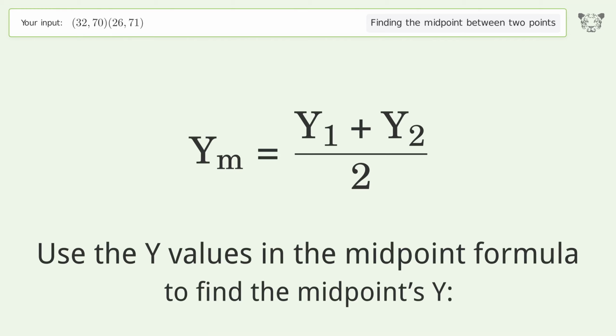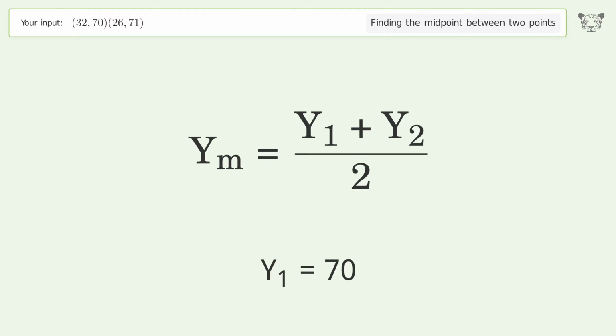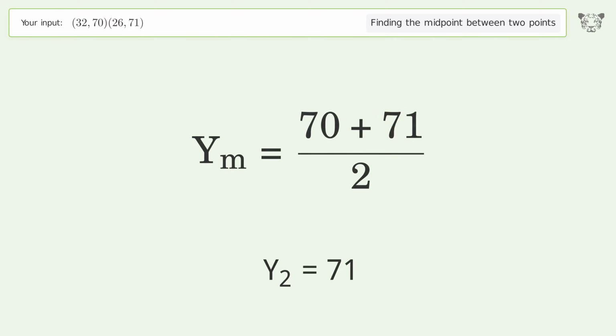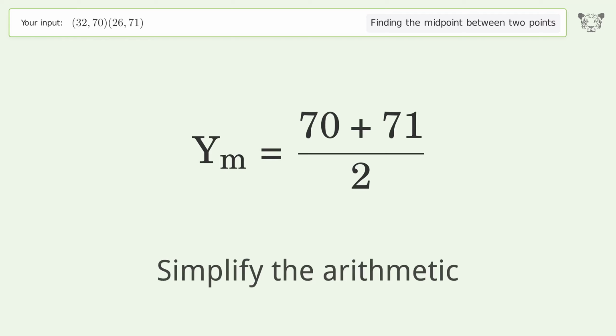Use the y values in the midpoint formula to find the midpoint's y. y1 equals 70. y2 equals 71. Simplify the arithmetic.